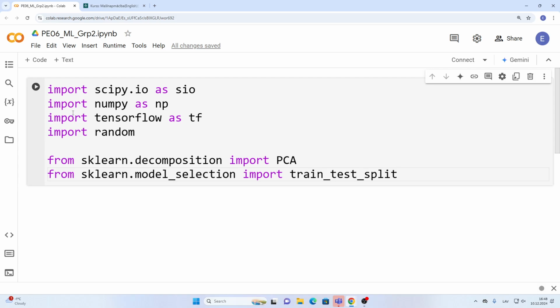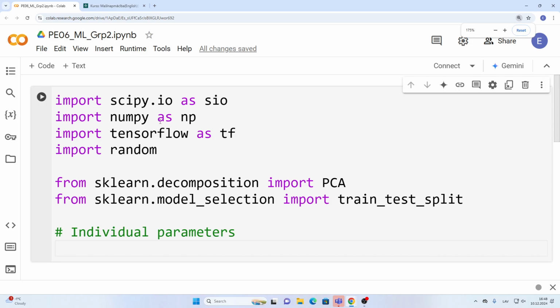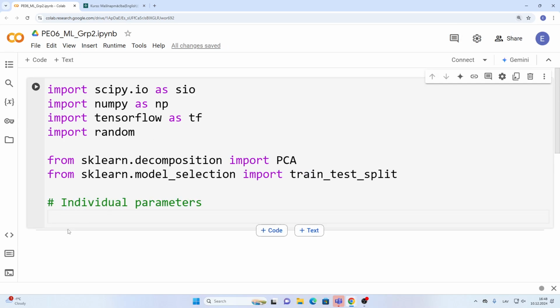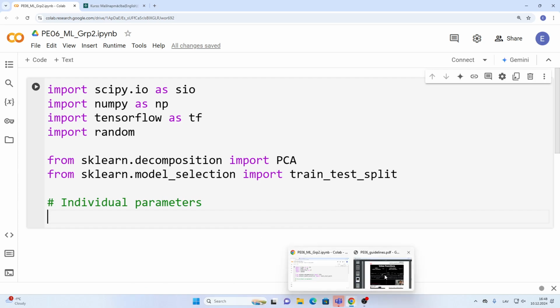Now I suppose that covers it. Let me just double check. Yes, I don't think we are going to import anything else. So now let's also specify some of our individual parameters. Which are 4 parameters for each of you.